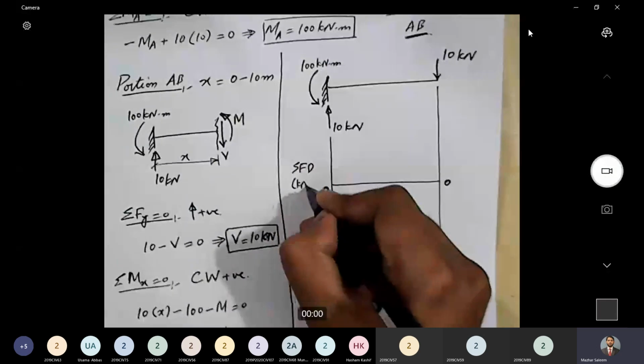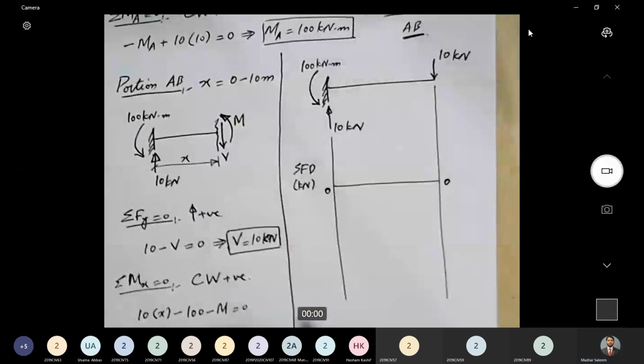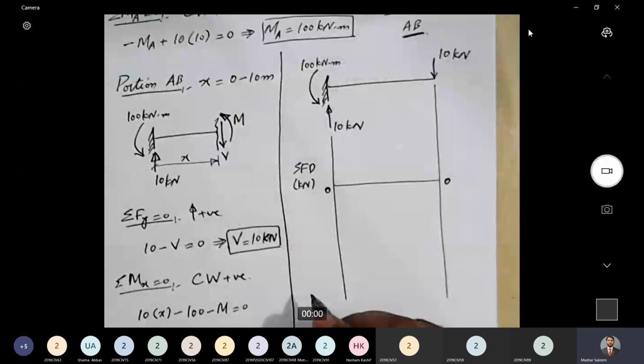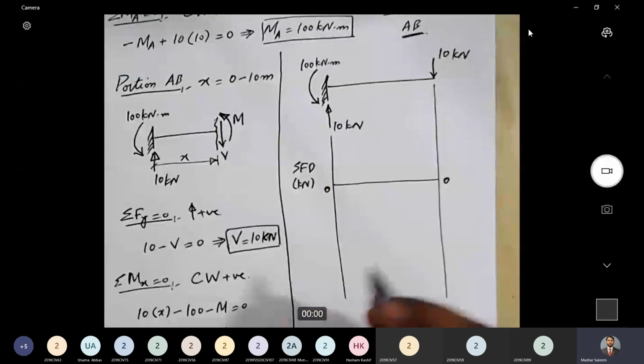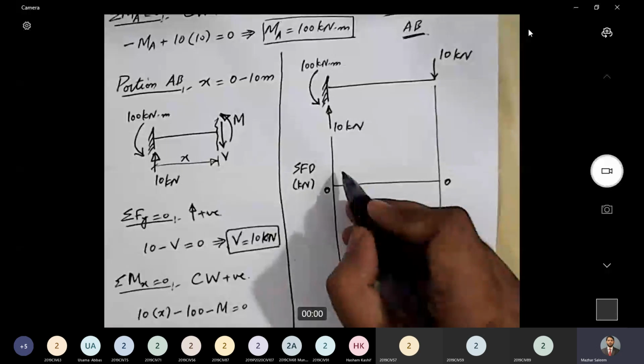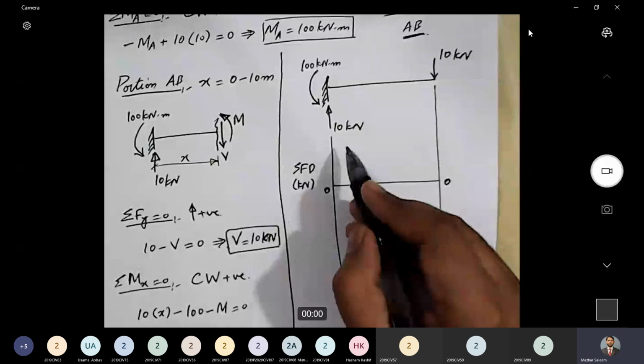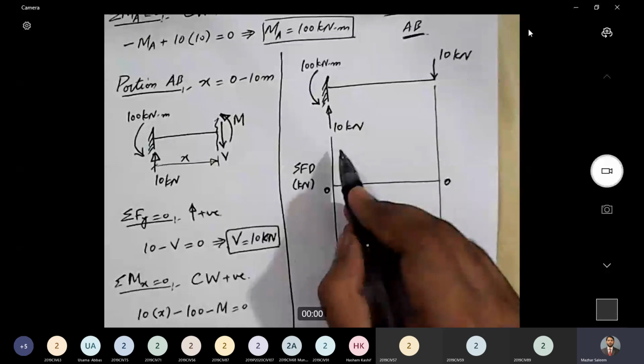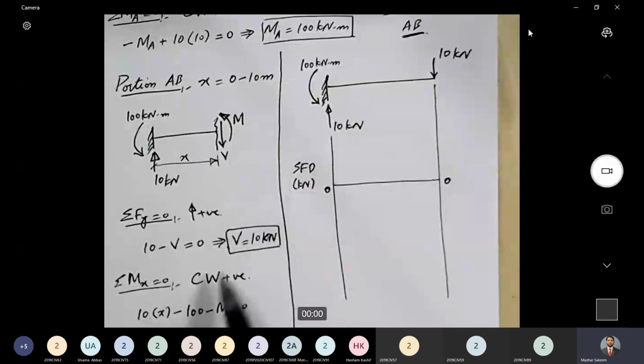Okay, how much is the value of shear? If you look at the equation of shear, we had got V equal to 10 kilonewton. It's constant, it's positive. So 10 kilonewton, constant value. 10 here, 10 here, and the entire shear force diagram is positive. So the entire shear is positive in this case, and its magnitude is equal to 10 kilonewton. That completes the shear force diagram.